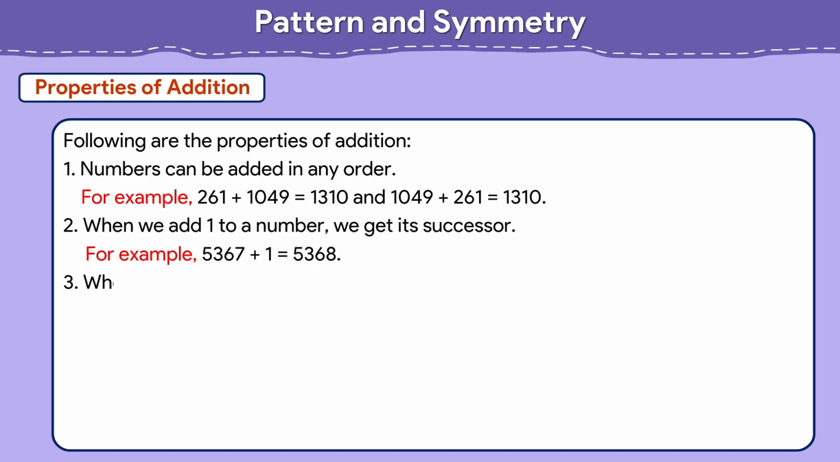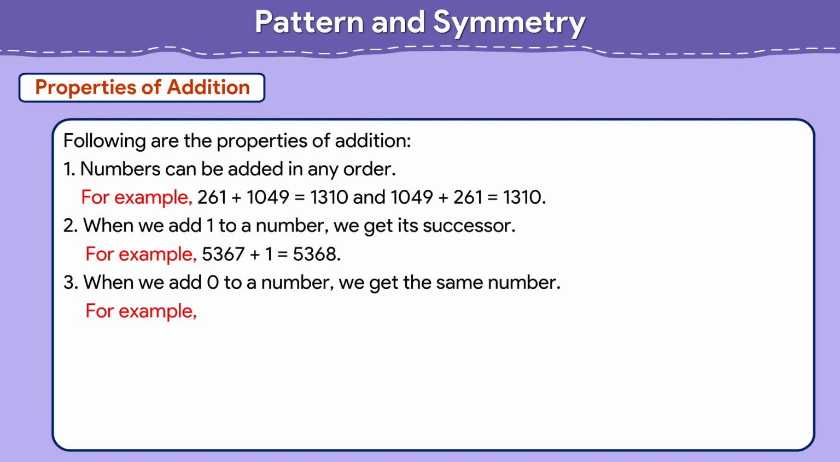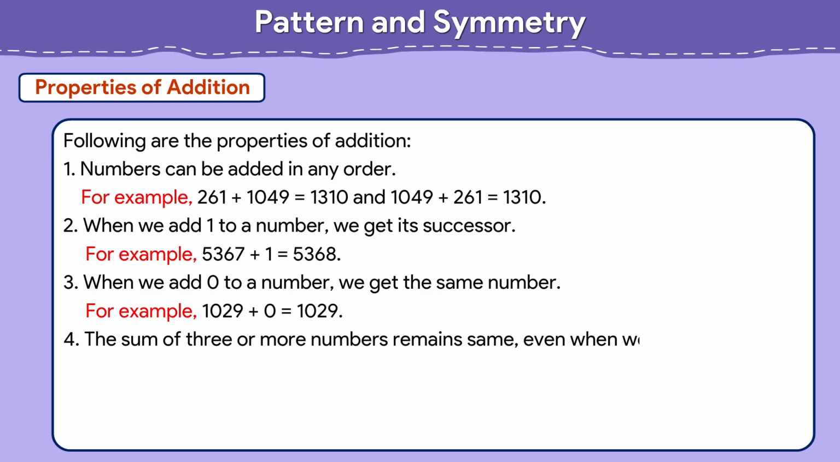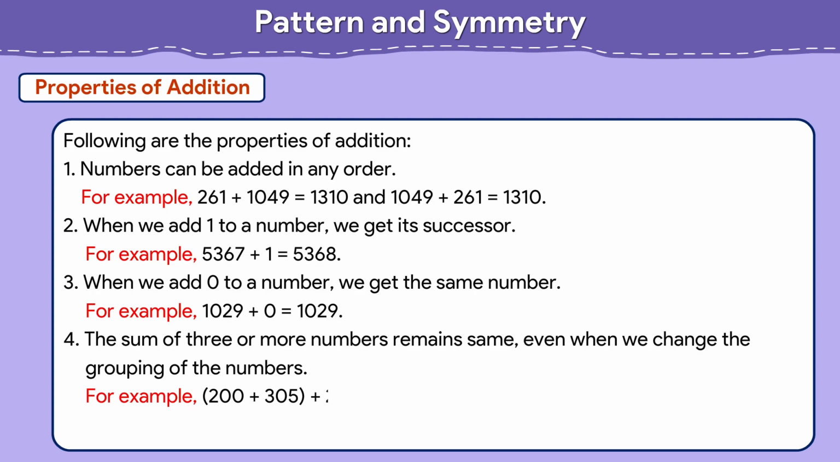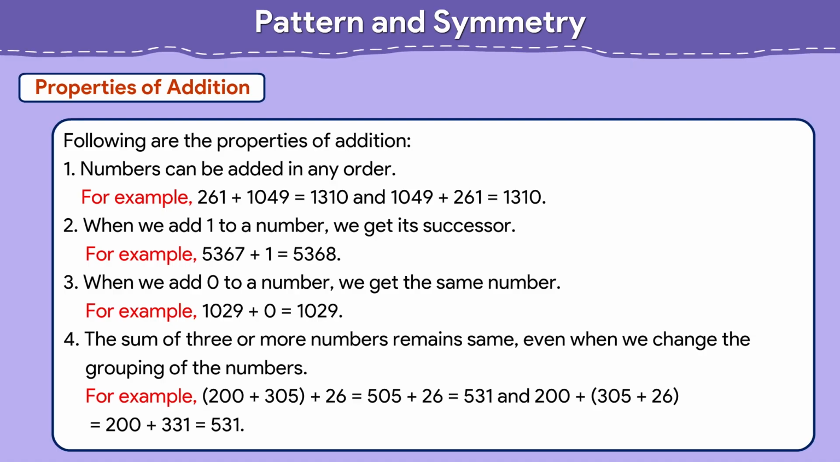5368. 3. When we add 0 to a number, we get the same number. For example, 1029 plus 0 equals 1029. 4. The sum of 3 or more numbers remains same, even when we change the grouping of the numbers. For example, 200 plus 305 plus 26 is equal to 505 plus 26 equals 531 and 200 plus 305 plus 26 is equal to 200 plus 331 equals 531.